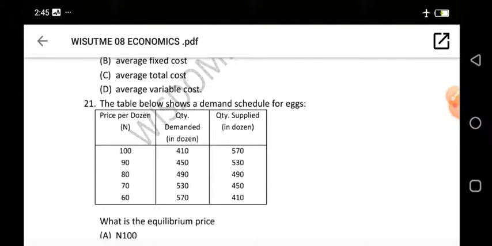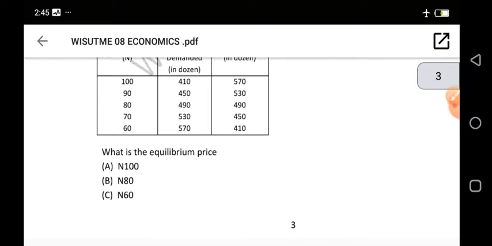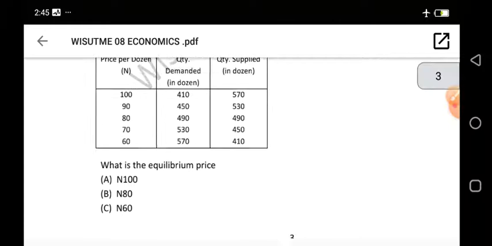You said the table below shows a demand schedule for egg. Now the question is, what's the equilibrium price? The equilibrium price is where your demand and supply meet. So that price will give you the equilibrium point. In this case, at price 80, quantity demanded is 490 and quantity supplied is 490. So your equilibrium price is 80, and the answer to that question is B.